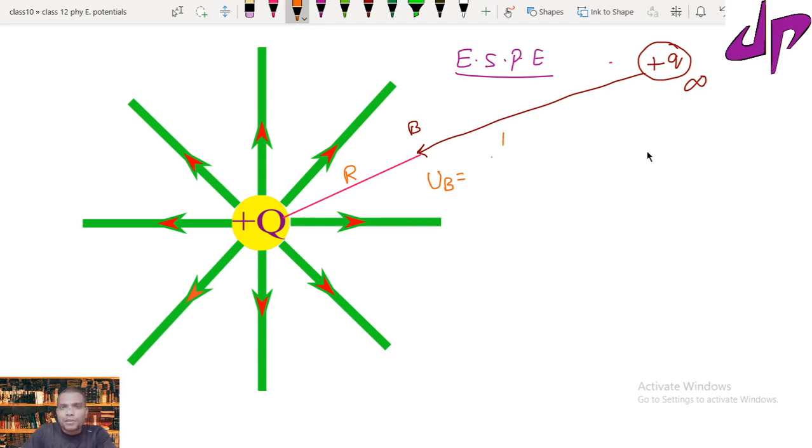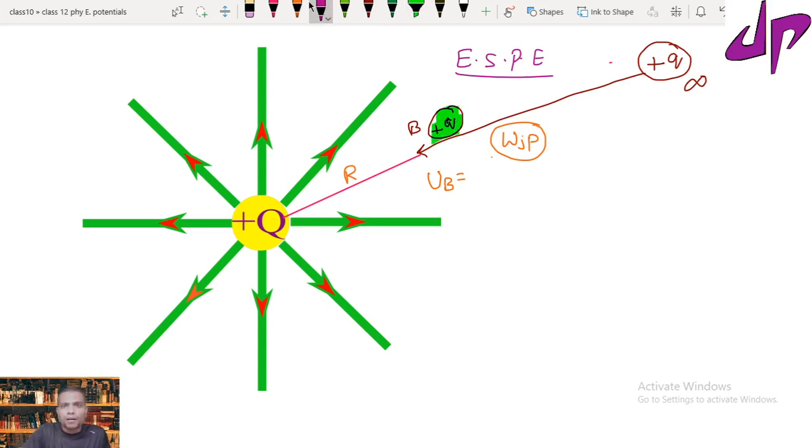So if I can calculate the work done by me to bring this test charge from infinity all the way to a location at point B in this electric field, my work done will be stored in this charge in the form of electrostatic potential energy. So that is the main concept. The work done by me will be stored in the form of electrostatic potential energy.